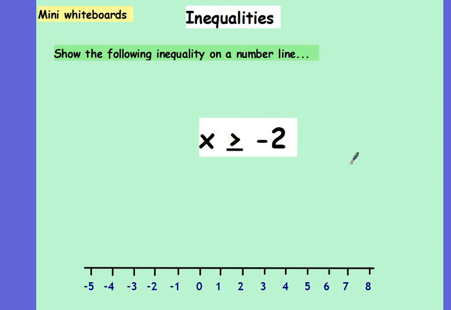How about now, Year 8? Pause the video, off you go. Okay, this time we need the dot on the negative 2. We need to fill it in to indicate that negative 2 is included in my set of values that x could be. And x is greater than negative 2. So it's all of these values that we include.